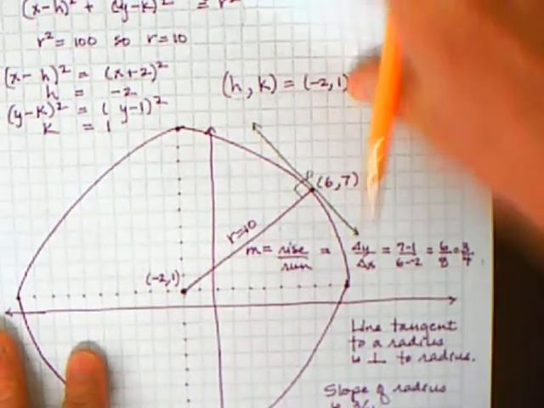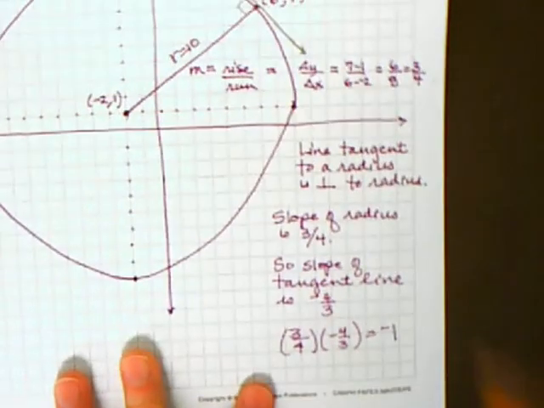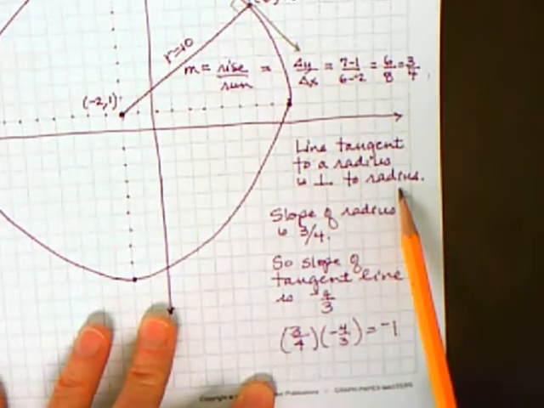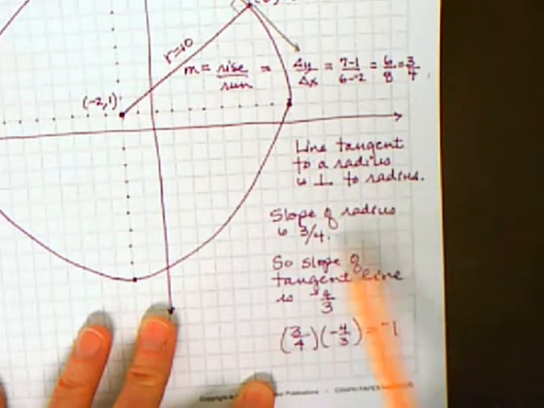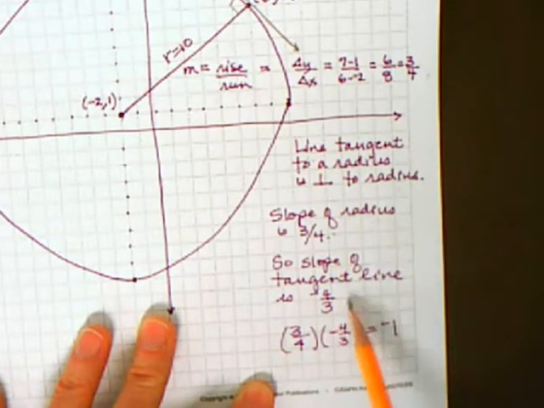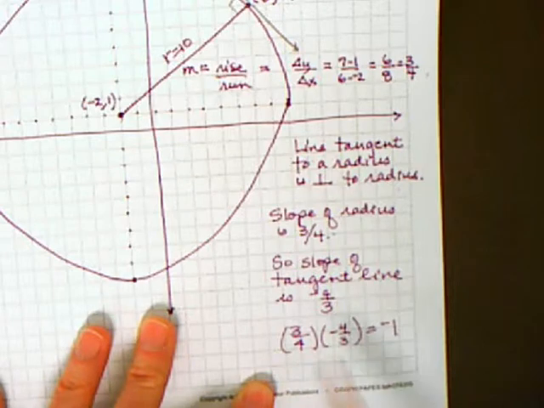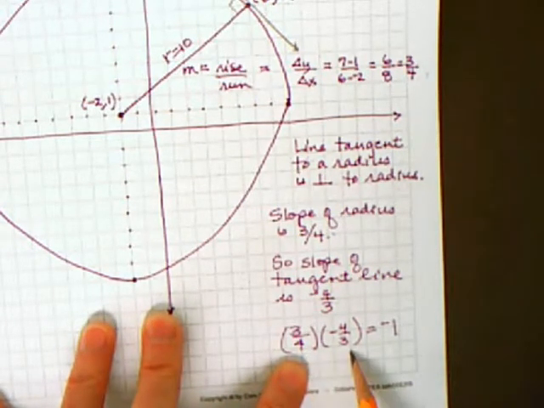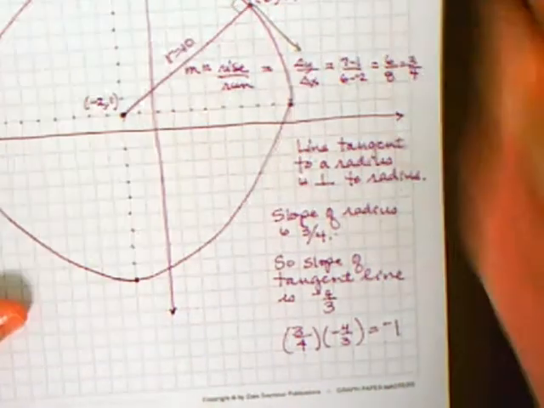So the line tangent to a circle is perpendicular to the radius. The slope of the radius we figured was 3/4, so the slope of the tangent line is negative 4/3. And just to convince you further, 3/4 times negative 4/3 is equal to negative 1. All right, that is 20.